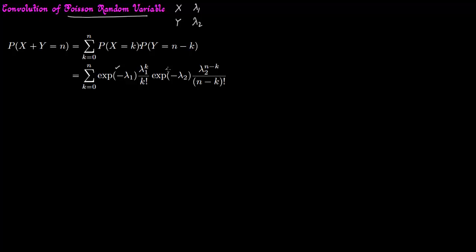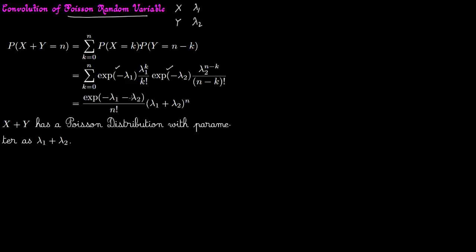Now if you multiply these two, you get exponential of minus lambda 1 minus lambda 2. And then if you sum up lambda 1 to the k over k factorial times lambda 2 to the power of n minus k over n minus k factorial, you get lambda 1 plus lambda 2 to the power of n divided by n factorial. So this will come from the binomial expansion. So that is using the summation. So you can check this by using binomial expansion, but this is the result you get after summing everything up.